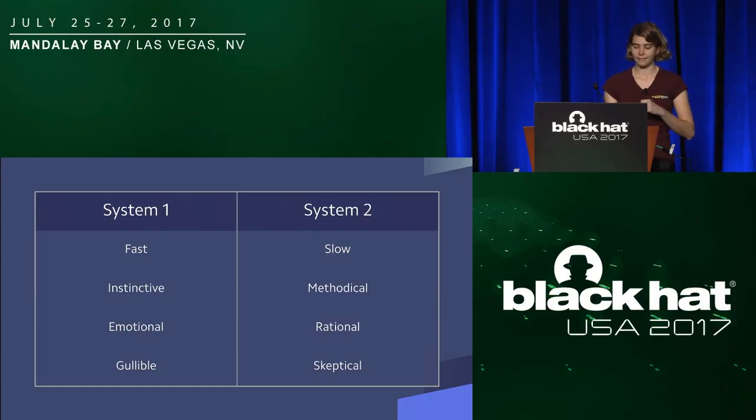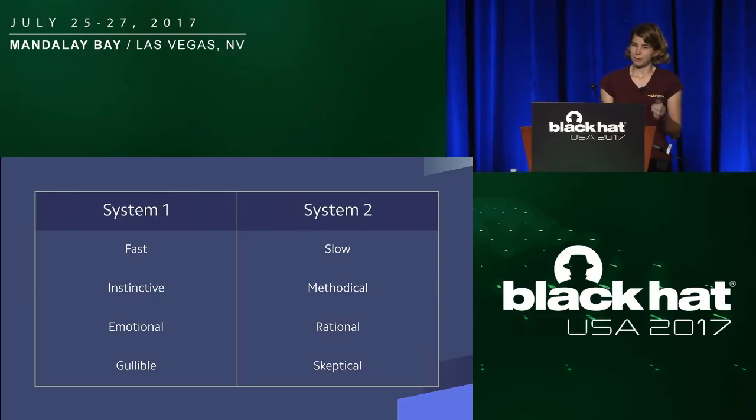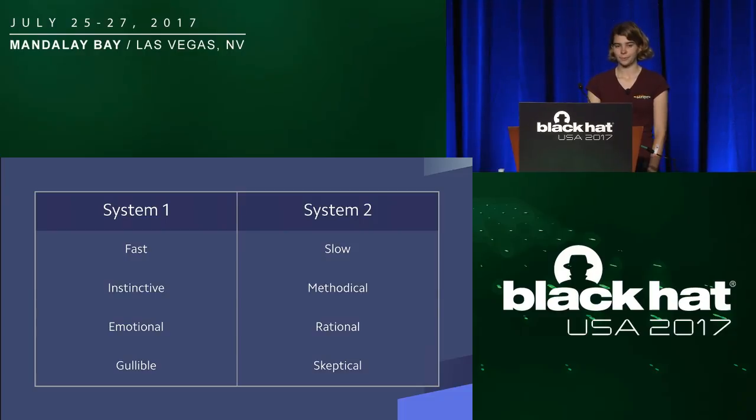modes of thinking we have, System 1 and System 2. And he calls this the fast and slow mode, basically. System 1 is what you use when you see a car ahead of you stop suddenly on the freeway and you swerve or brake without even thinking about it. It's very fast and it's very instinctive. It's below what we consider to be the level of conscious thought. But it's also pretty emotional and pretty gullible.